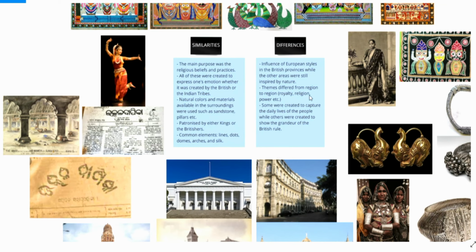Differences: we can see the influence of European styles in the British provinces, while the other areas were still inspired by nature. Themes differed from region to region, like the theme of royalty in the case of silk fabric, the theme of religion in the case of paintings, and the theme of power in the case of architecture. Some were created to capture the daily lives of the people, like the paintings, while others were created to show the grandeur of British rule, like architecture.